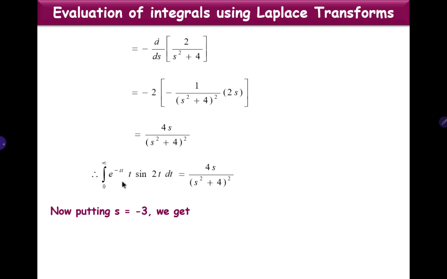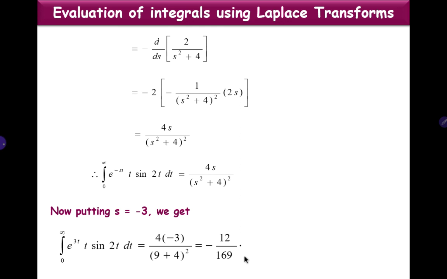So putting s equals to minus 3 in this equation, we get integral 0 to infinity e power minus of minus 3t, that is e power 3t, t into sine 2t dt, is equals to 4 times minus 3 by minus 3 whole square, that is 9, plus 4 whole square, that is equals to minus 12 by 13 square, which is 169. Therefore, the value of this integral is equals to minus 12 by 169.